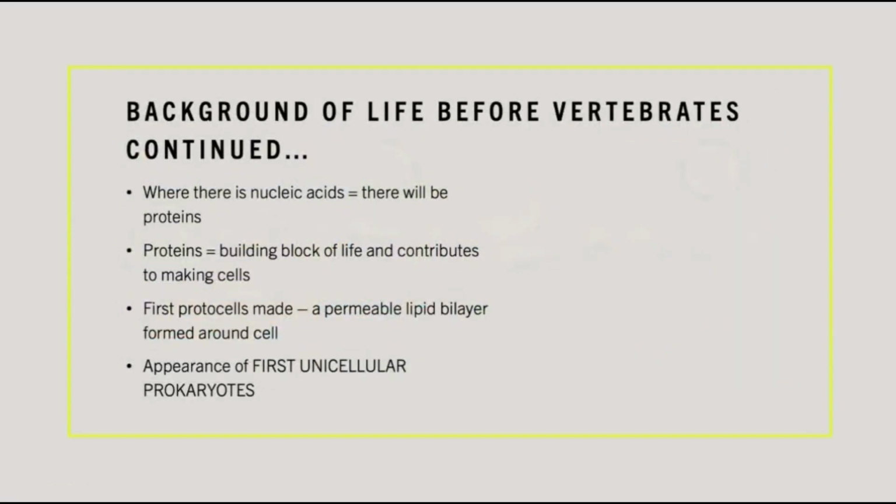Okay, so where there are nucleic acids, there are going to be proteins, usually. And you know that proteins are macromolecules. They're the building blocks of life, and they contribute to making the structures within a cell. For example, proteins can make up the receptors of the cell within the cell membrane, right? And these receptors control what comes in and comes out of the cell, which is very important. So because they were able to make the proteins, this meant that they made the first protocells. So protocells just means the first cells to be existing.